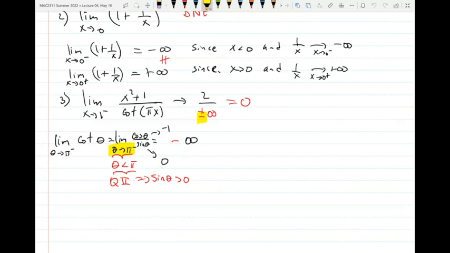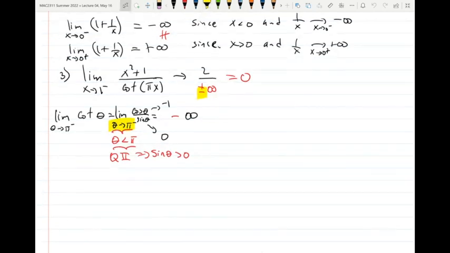If it had been from the right, what quadrant are we in? Quadrant 3, because theta will be bigger than pi, right? An angle bigger than pi is in quadrant 3. And what do you know about sine in quadrant 3? It is negative. So when you take the limit, negative divided by negative is positive. So the answer would have been positive infinity. Do you understand this?